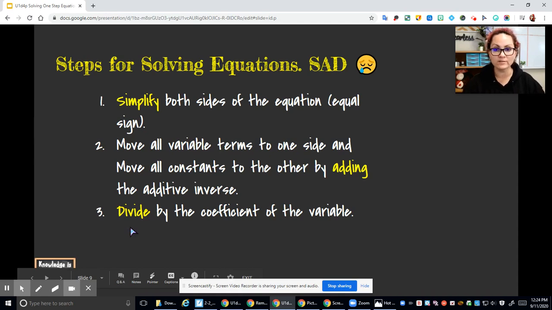Okay, we actually covered steps for solving equations before, but it's really important to this unit, so I want to make sure that you have it, okay? So this is in your notes, and I use the word SAD to remember the steps. S for simplify, A for adding, and D for dividing, okay?